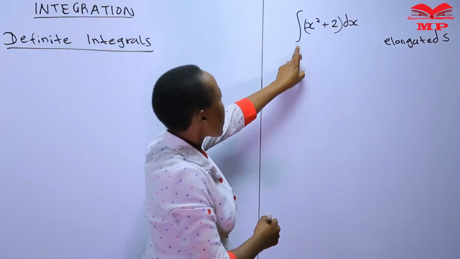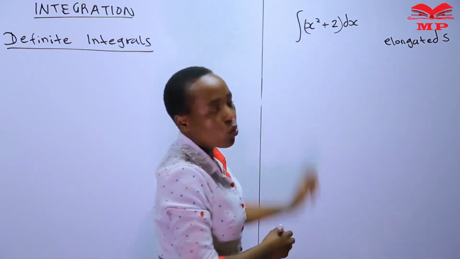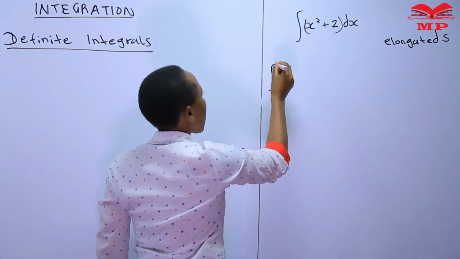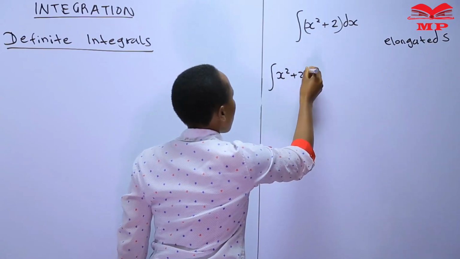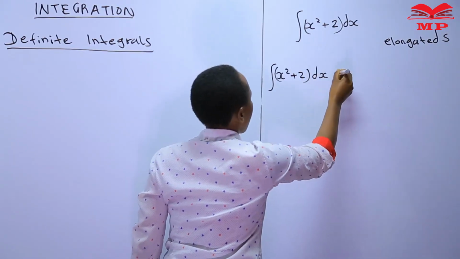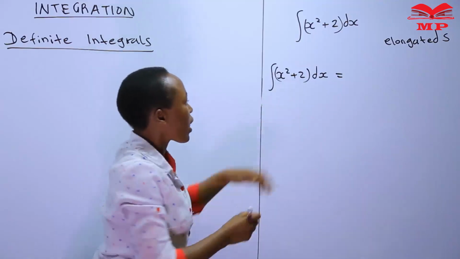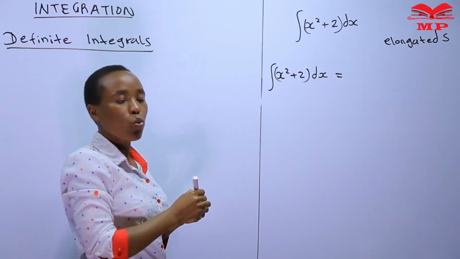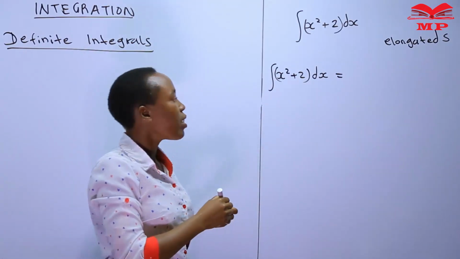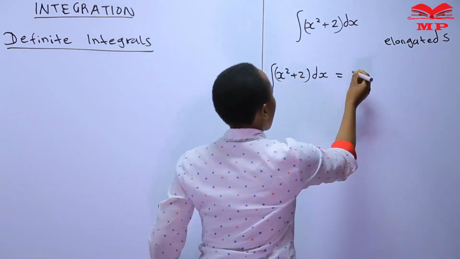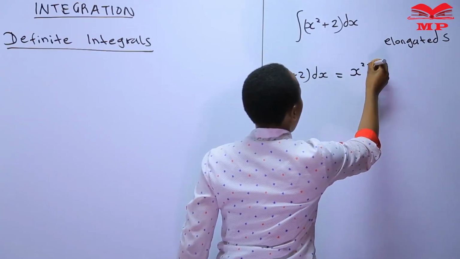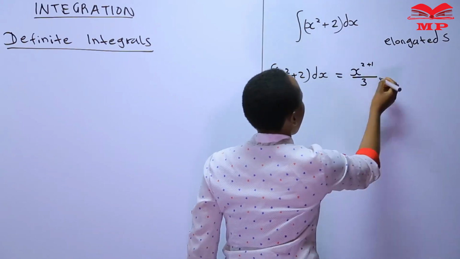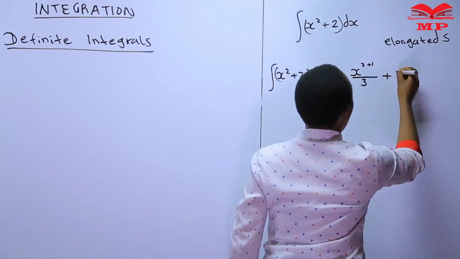In this case, we are integrating x squared plus 2 with respect to x. When we integrate, we add 1 to the power, and then we divide by the new power. So we have x to the power 2 plus 1, divided by the new power, which is 2 plus 1, that is 3.